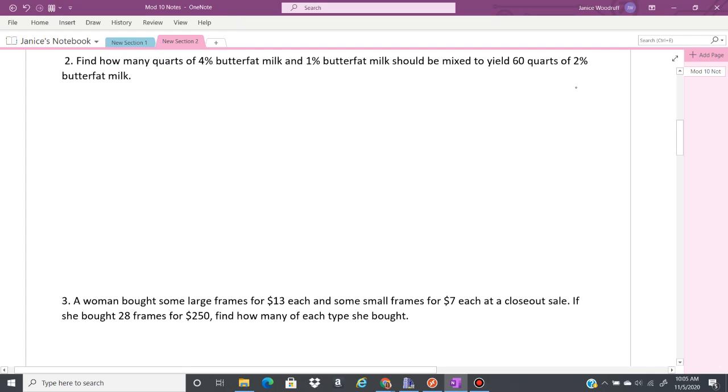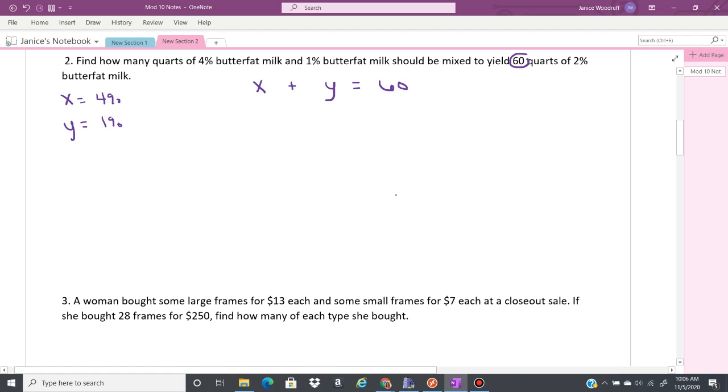What we want to do is set up basically your amount equation, because you have two different types of milk. So we're going to say x will be our 4% butterfat milk, and we're going to make y our 1% butterfat milk. Ignore the percentages for now. You have x plus y, two different types, and the total amount of milk is going to be 60 quarts. So that's my first equation.